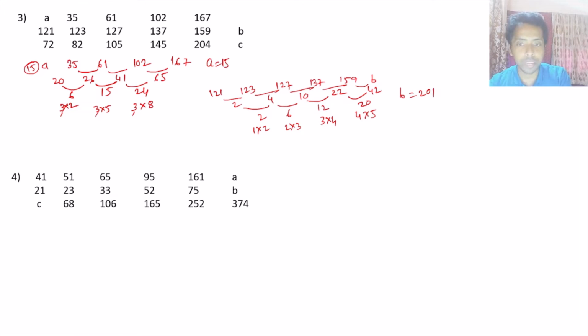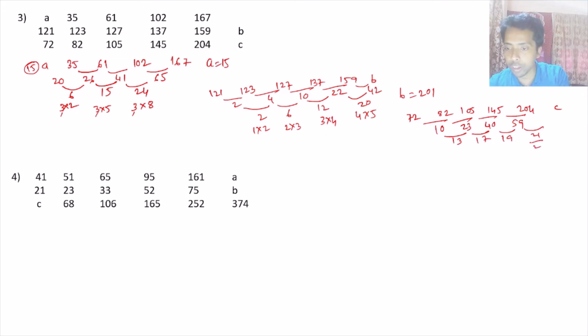The next set, that is 72, 82, 105, 145, 204 and C. This is 10, this is 23, this is 40, this is 59, right? So this is 13, this is 17, this is 19. Now here it can be 21 or 23. Why? I will tell you, just solve it first. This is 21, this is 80 or this is 82.